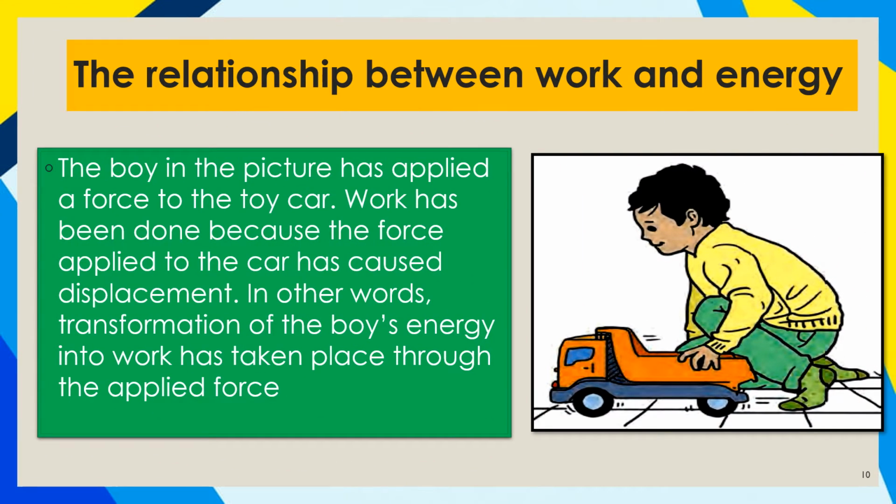Now here in this picture you can see that this boy is trying to play with a toy car, right? The boy in the picture has applied a force to the toy car. Work has been done because the force applied to the car has caused displacement. जब उस लड़के ने थोड़ा सा force लगाया तो वो car move हुई, मतलब move हुई means displacement हुआ means work was done. In other words, ट्रांसफॉर्मेशन ऑफ द बॉयज एनर्जी, लड़के की जो बॉडी की एनर्जी थी वो जब ट्रांसफॉर्म हुई फ्रॉम द बॉडी टूवर्ड्स द कार, हम लोग ने बोले द वर्क हैज बीन टेकन प्लेस थ्रू द अप्लाइड फोर्स. So this is the relationship between work and energy.